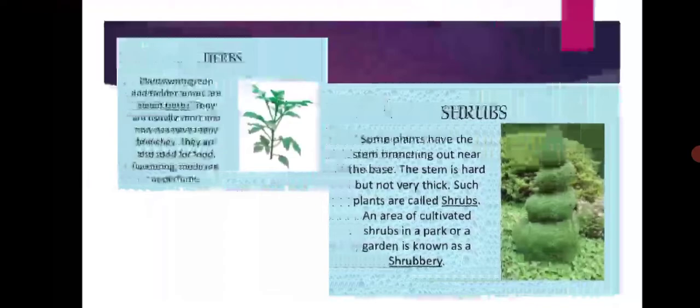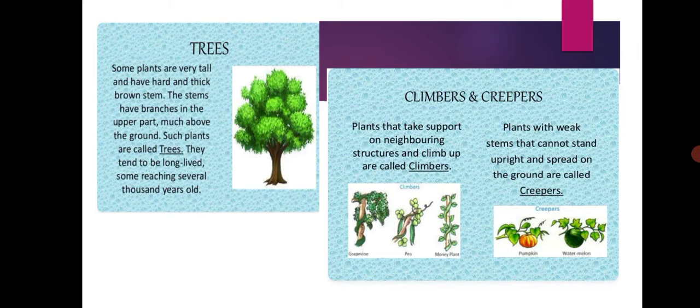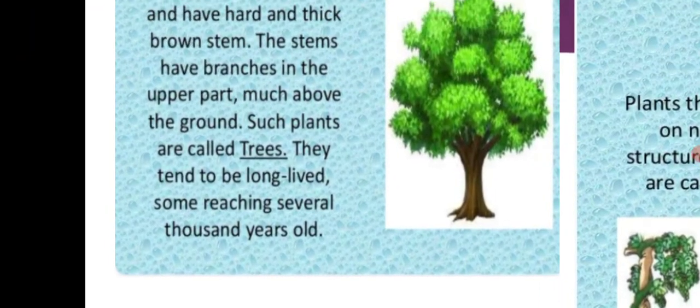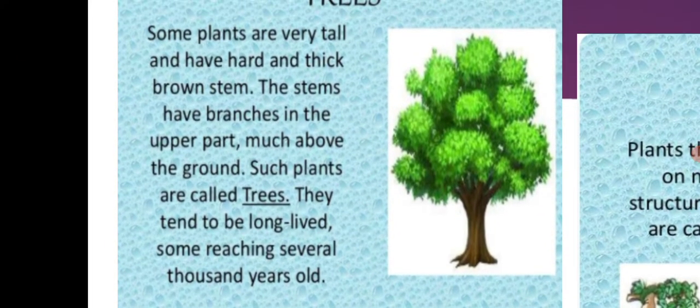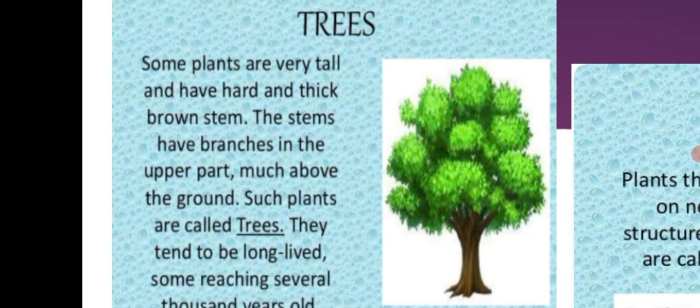After that, we have to study the trees. All plants with a hard and thick brown stem are called trees. Branches are present in the upper part of the stem, much above the ground. Example, neem, peepal, mango.